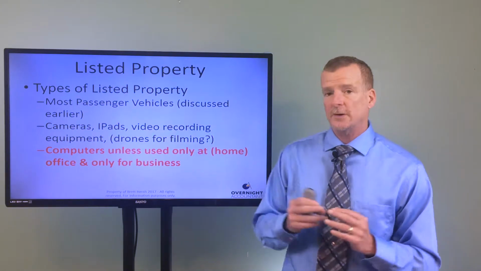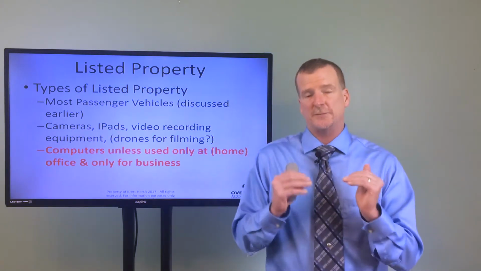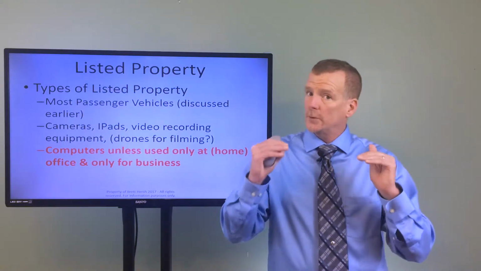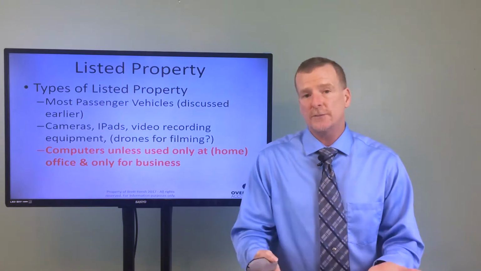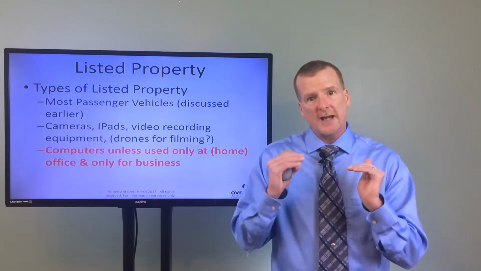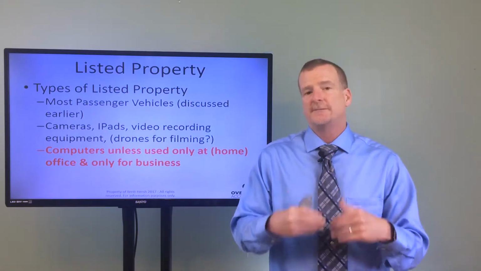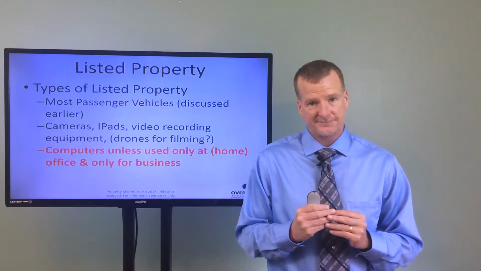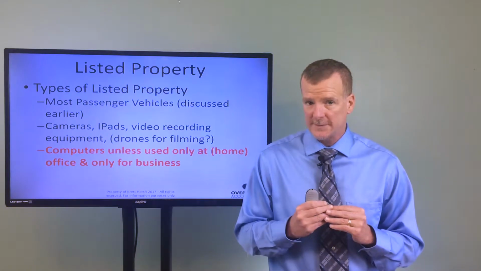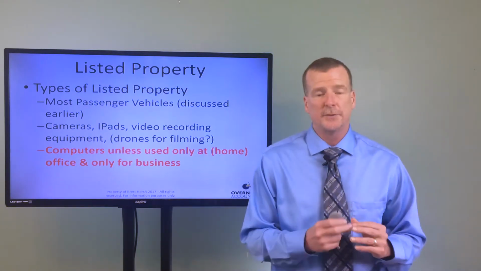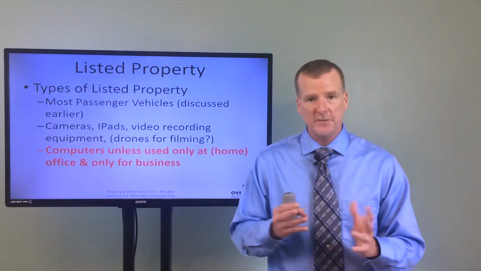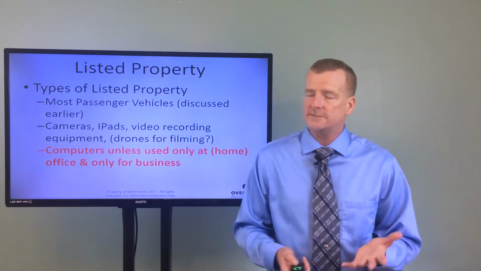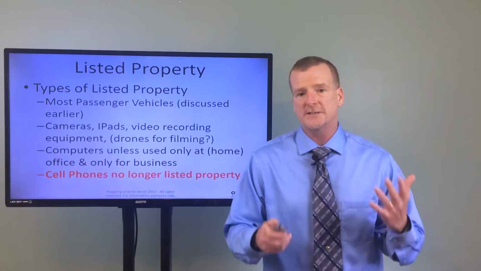Okay, computers are also listed property. Now, here's an exception. If you have a computer at your home office or your regular office that is only used for business, you really don't have to prove the business use on that computer. So it's used at your home office and it's only used for business, quote unquote, only used for business. You don't have to worry about that computer so much. Now, if you're still using it for personal use, technically you are required to say it doesn't have to be listed, but remember, you only depreciate the portion that's business use.